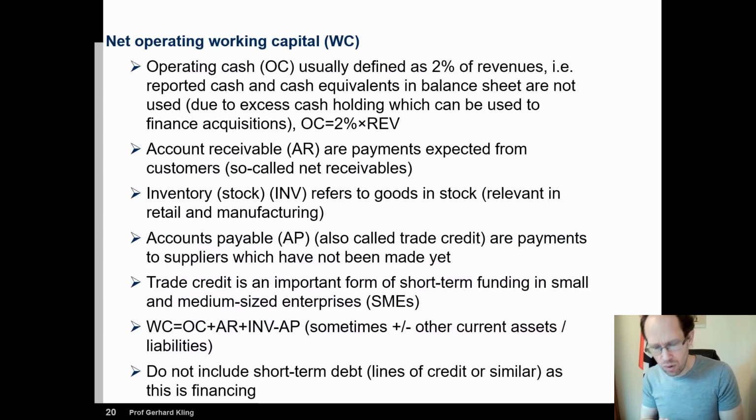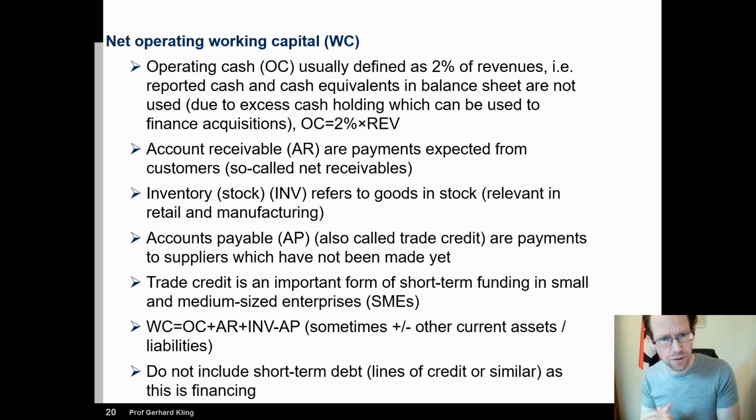Now, to understand operating working capital, we already highlighted a few of these items. So we have accounts receivable. Again, these are payments expected from customers. They are usually classified as net receivables because you might make some adjustments to it, depending on, for instance, whether you expect payments, or sometimes also companies might sell off accounts receivable. So there are lots of things you might need to consider. But we just take what is provided in the balance sheet and investigate that further.